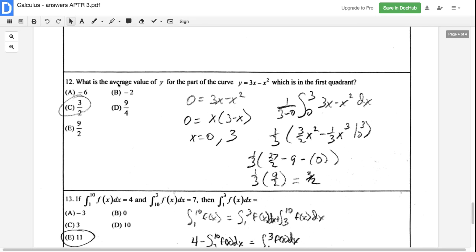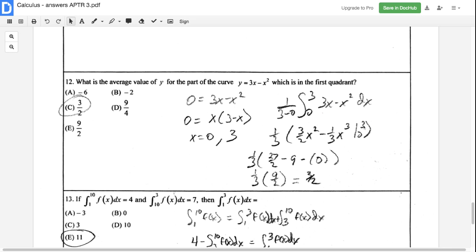On 12, again, there's that average value. There's that word average. So that's 1 over b minus a times the integral of 3x minus x squared. So I integrate 3x. I get 3 over 2 x squared. I integrate x squared. That gives me x cubed. We're going from 3 to 0, or from 0 to 3.